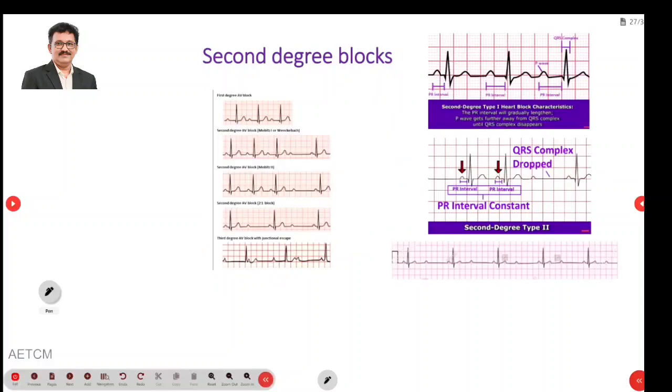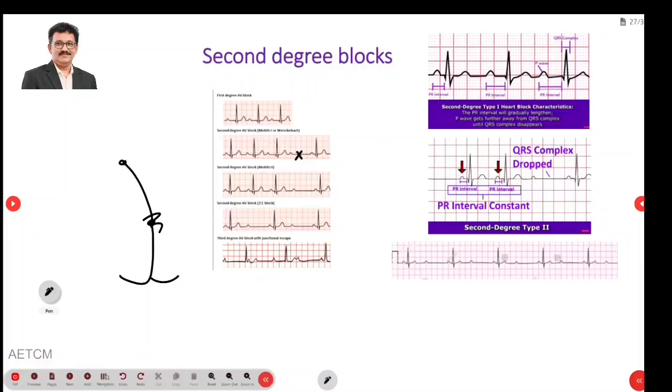Now we will see second degree heart block. That is very important. In first degree, there is no clinical relevance because it will not produce any clinical finding. You try to avoid drugs which can prolong the conduction, that is beta blockers or calcium channel blockers. Here, a sudden drop of one QRS complex, that is second degree heart block. You know that conduction occurs from the SA node through the AV node to the bundle, and suddenly one QRS complex will be dropped.